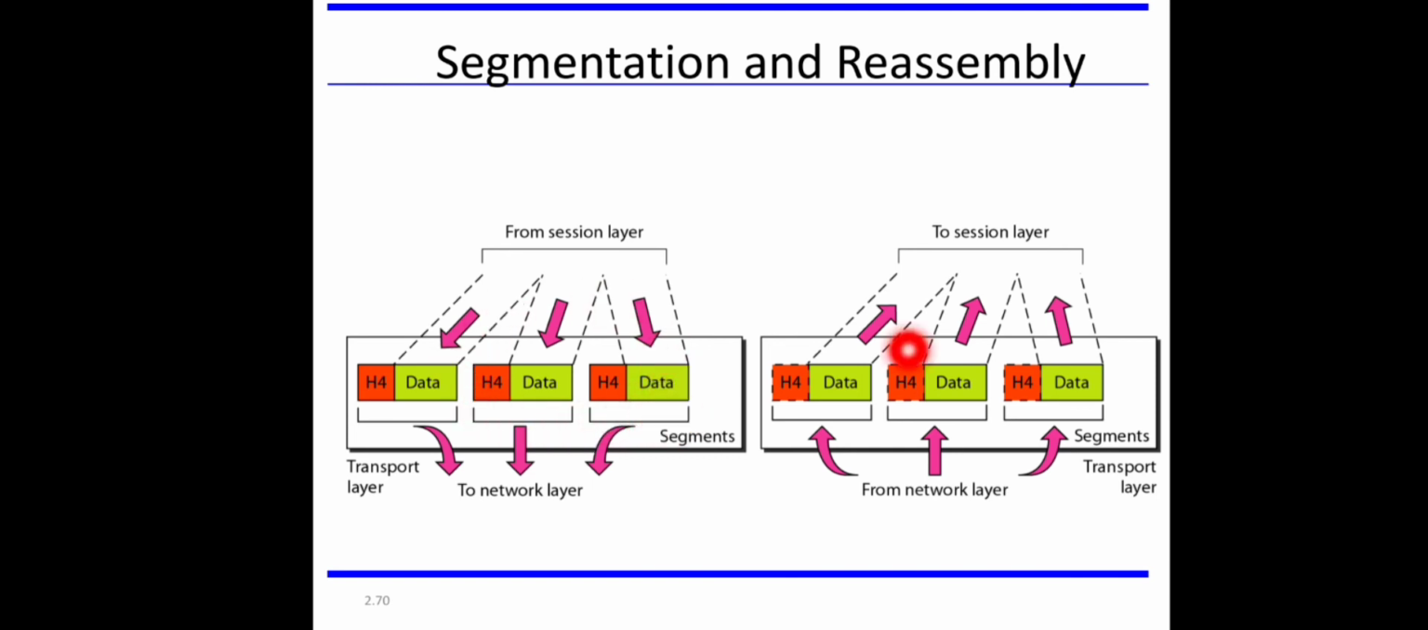At the receiver side, it receives different packets from the network layer. According to the sequence number, they will be arranged in the proper order. Header parts will be removed, and all these segments are combined together to form the message back. This is called reassembly. The reassembled segments, that is the entire message, will be handed over to the session layer at the receiver side.